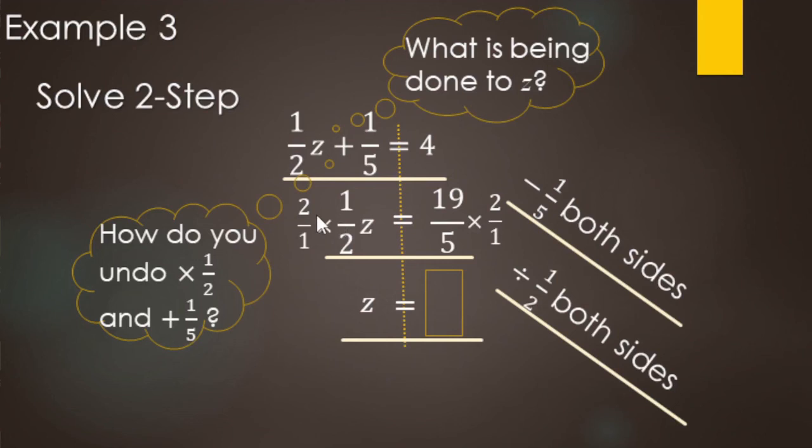So this is the way it looks. So 2 over 1 times 1/2 just makes 1. That's a 2 over 2 makes 1. z written right there. And then for multiplying over here, that's going to be 19 times 2 is 38. 5 times 1 is just 5. And there's the value for the variable that makes the equation true. 38 over 5 is the solution.